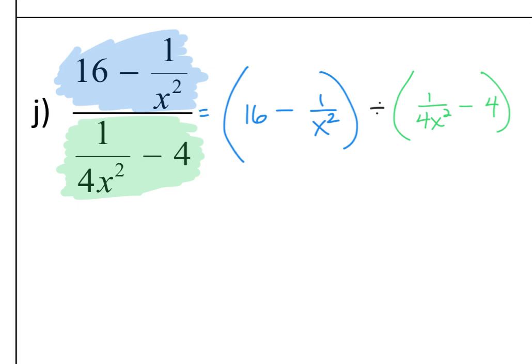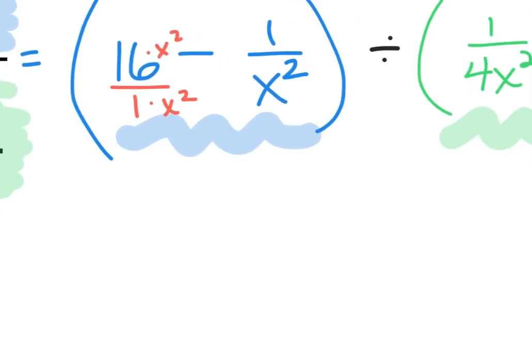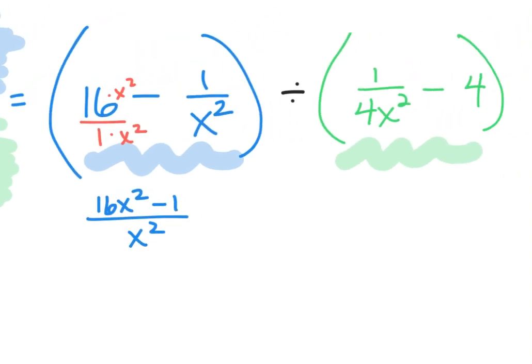But then you want to simplify each of these things separately, get an answer that's completely simplified, and then do your division at the very end. So I'm going to just start with the blue. And I want x squared to be my common denominator, so I'm going to multiply by x squared in both the top and the bottom. And I end up with 16x squared minus 1 all over x squared. And that's all it takes to simplify the blue.